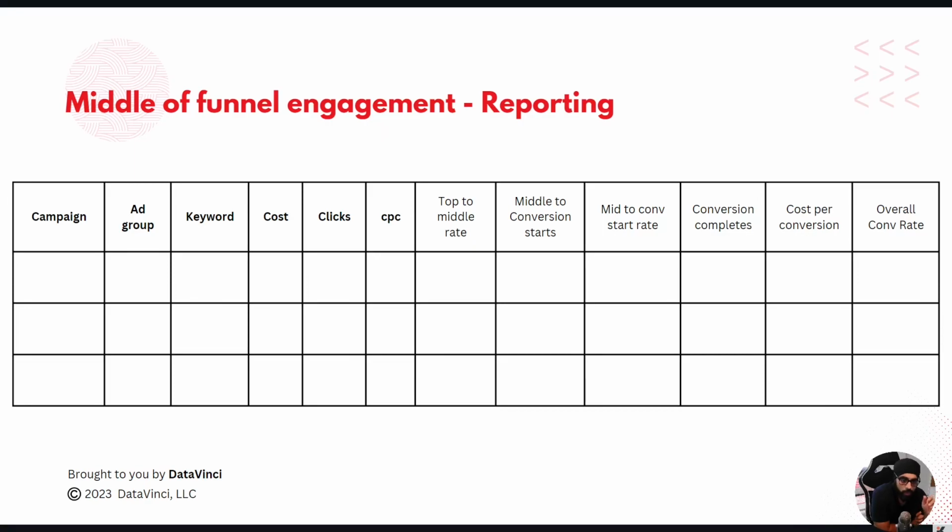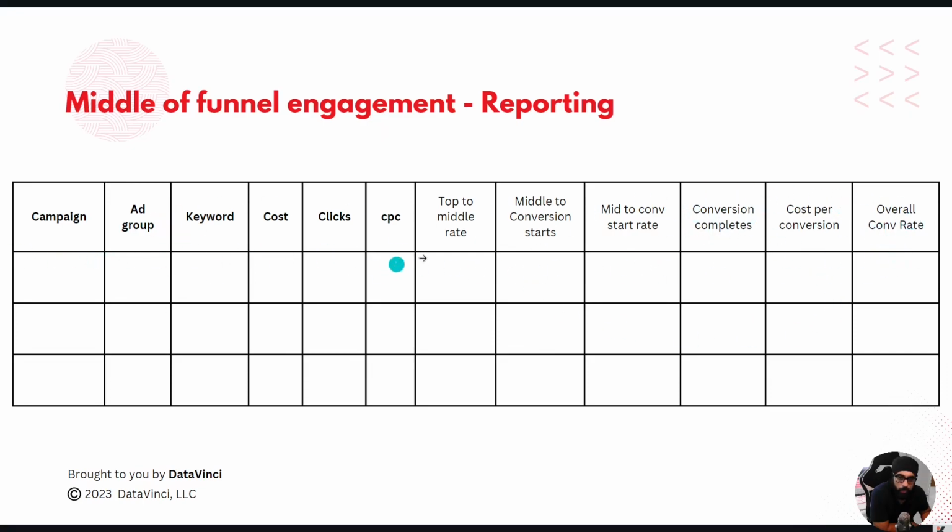So how many people are going through the page, and eventually how many people click on, let's say, request a form or request a proposal and things like that. So you can calculate that. And then middle to conversion starts: request a form to form click, how many people click on the form after clicking on the request form CTA. What is the conversion completes, cost per conversion, and overall conversion rate.